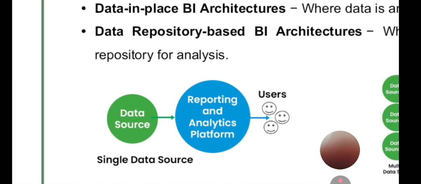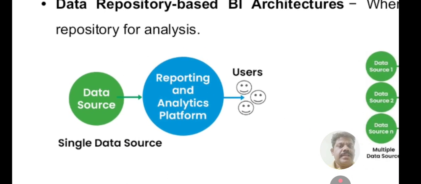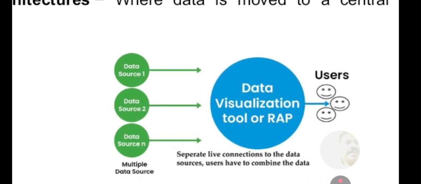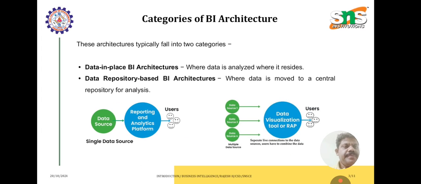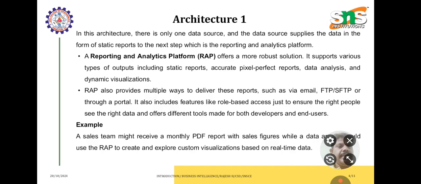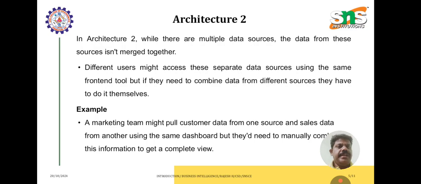If you look at the diagram closely, in the first category the data source is a single one and it uses a reporting and analytics platform, which is called RAP. In the other category, you can see multiple data sources with a data visualization tool or RAP support, and the users can see that. So these are the two types. And the third category is mentioned in the upcoming slides.